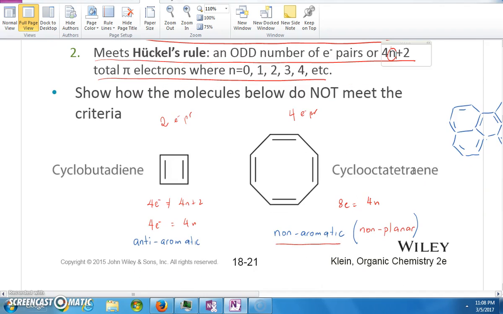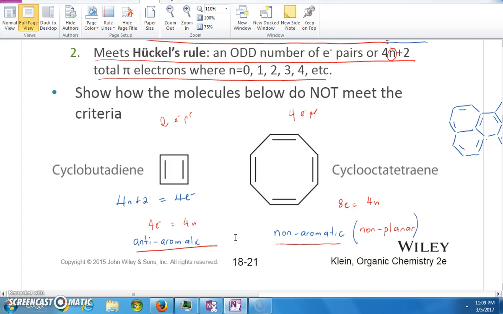Okay, look at cyclobutadiene, you can see that the total number of electrons, which is 4 pi electrons, is not equal to 4n plus 2. How is that? If you take 4n plus 2 equals 4 electrons, right, there's no way you're going to be able to get a whole number. In fact, 4 electrons is simply 4n. So that means that it's going to be anti-aromatic because it doesn't have the Huckel number.